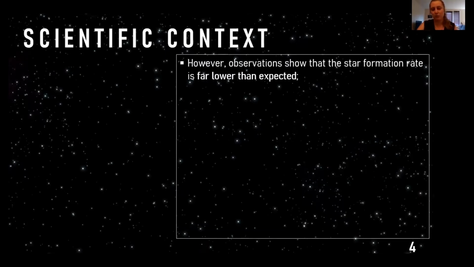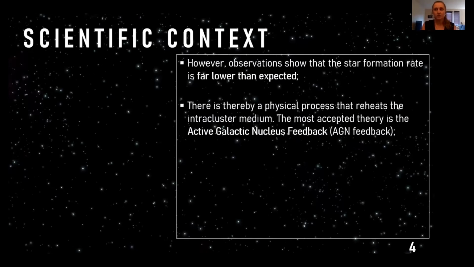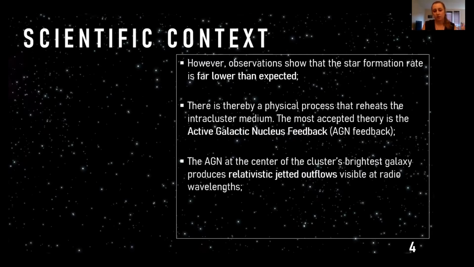However, we don't observe the expected star formation rate. It is indeed far lower than expected. So the question we're asking ourselves is, okay, there is some physical process that is reheating the intra-cluster medium. To this day, the most accepted theory is the active galactic nucleus feedback, which we will call AGN feedback. Just for the non-initiated, an active galactic nucleus is a supermassive black hole and its environment.